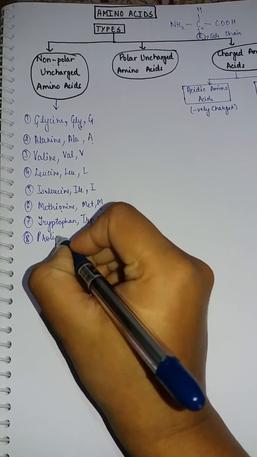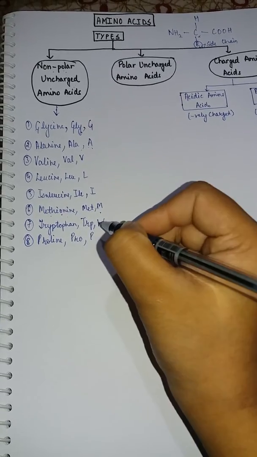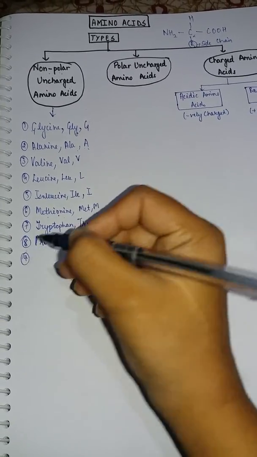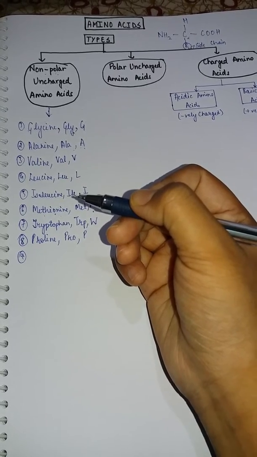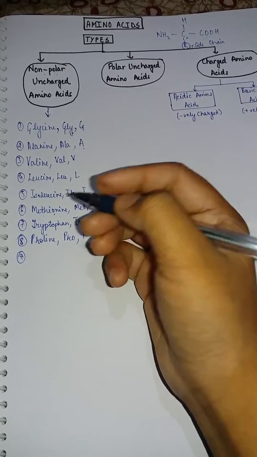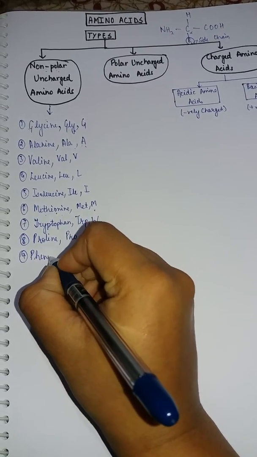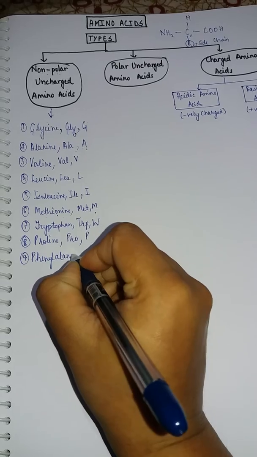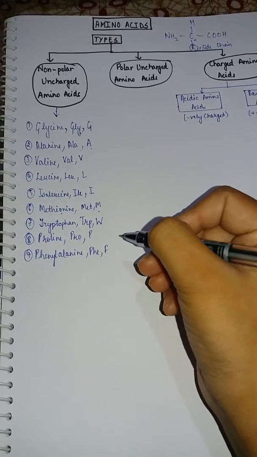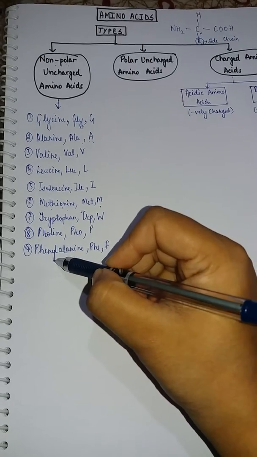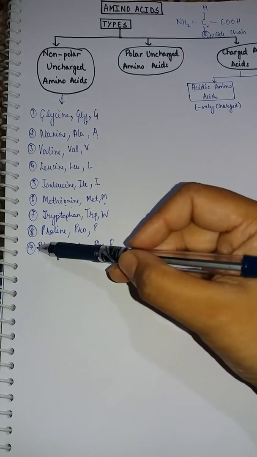proline. Its three letter code is PRO, one letter code is P, and the last non-polar uncharged amino acid is phenylalanine, with PHE and F as the one letter code. The structure of phenylalanine varies from alanine only in the presence of one phenyl ring.